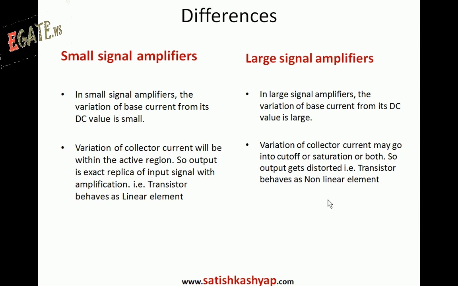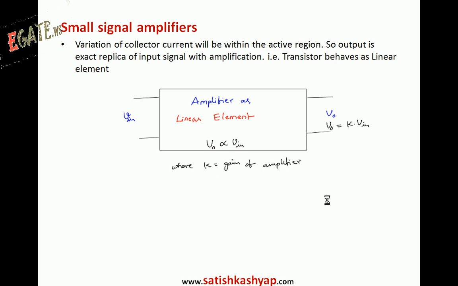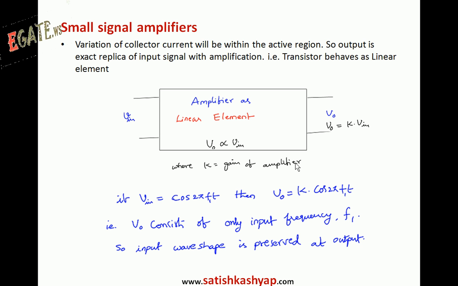We will see one more important difference. In small signal amplifiers, the transistor acts as a linear element, so output is directly proportional to input. V0 is proportional to V input, so we can write V0 is equal to K times Vin, where K is the gain of the amplifier. Let us assume we apply a sinusoidal input signal. Let V input be equal to cos omega 1t, that is cos 2 pi f1t, a sinusoidal signal of frequency f1. Then the output V0 can be written as K times V input, K times cos 2 pi f1t.